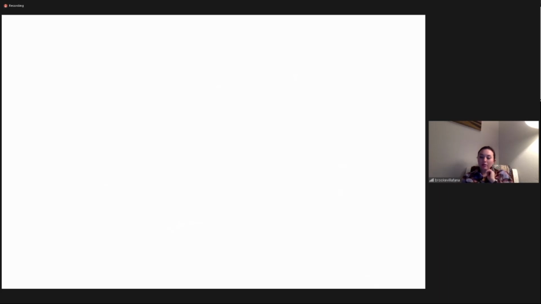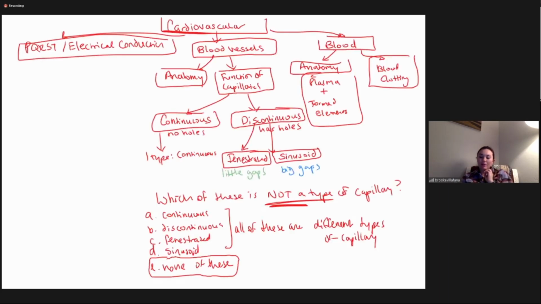Looking at our outline here, we talked about the function of capillaries, right? We talked about the three layers of the anatomy, the tunicas interna, externa, and media. We're going to talk a little bit about the anatomy of blood, the plasma, and the formed elements, and then we'll leave blood clotting for next time. Like I had said, we talked about PQRST, and the electrical connection was like the SA to the AV to the bundle of His, and so on. So it's kind of what we've done today.